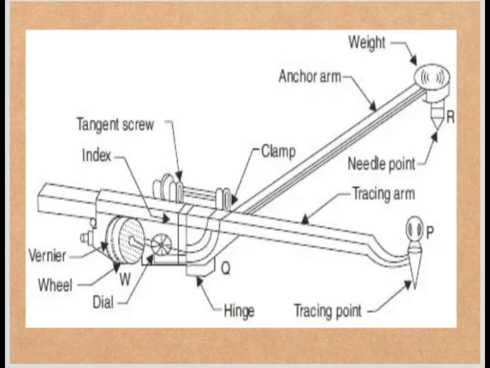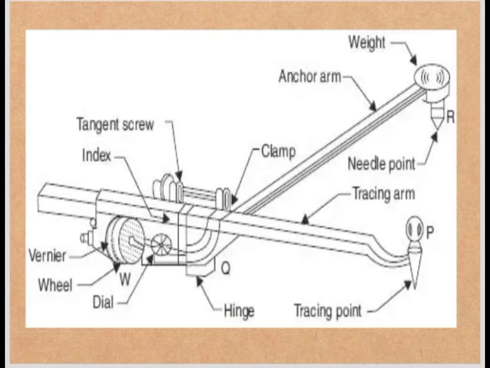And now let's move on to the various components of a planimeter. So we have here the tracing arm. Tracing arm is an arm which manages the position of the tracing point at one end with the help of a hinge. Tracing point is the movable needle point which is connected to the tracing arm. This point is moved over the outline of the area to be measured. We also have the anchor arm. It is used to manage the anchor position or needle point position on the plan. One end is connected to the weight and needle point and the other end to the integrating unit.